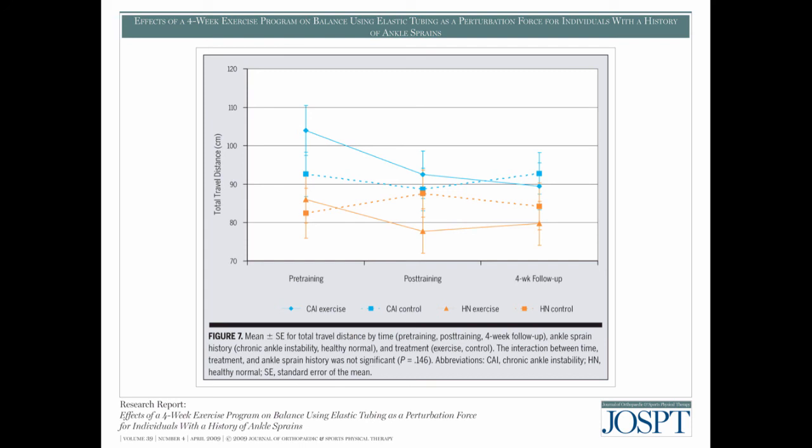So you want to have a smaller excursion. While you're standing on that one leg, you want a smaller travel distance. You can see the orange is for the healthy normal group and the blue is for the chronic ankle insufficiency group. The healthy normal group certainly had a smaller travel distance compared to the chronic ankle insufficiency group, indicating that their sway, or their ability to maintain balance, was altered after having these ankle sprains.